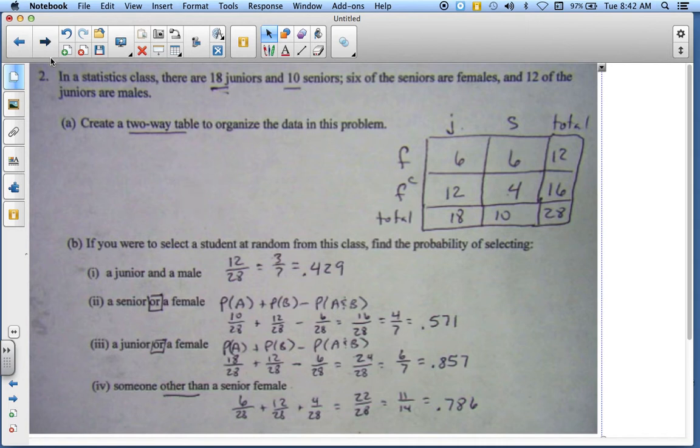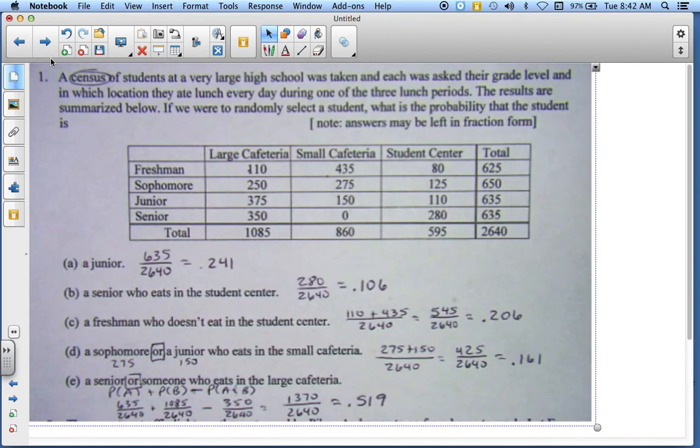Finally, on the next side, on 7.2D, you have this chart here. Also, there's a note here: answers may be left in fraction form. Again, I prefer decimal form. So the probability of a junior: you go all the way to the end, 635 out of the total is 0.241. A senior who eats in the student center: you go to senior, student center, that's that intersecting point right there, so 280 over 2640, 0.106.